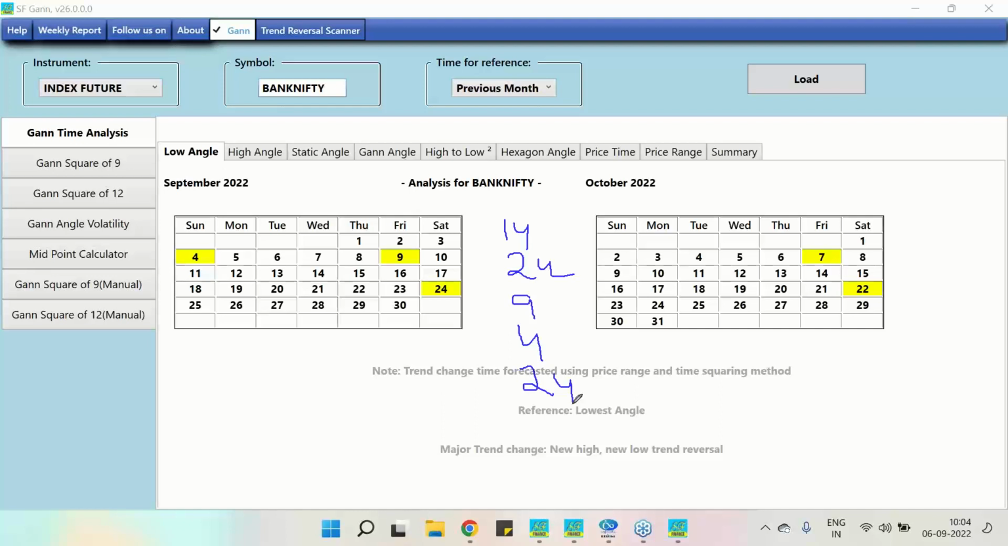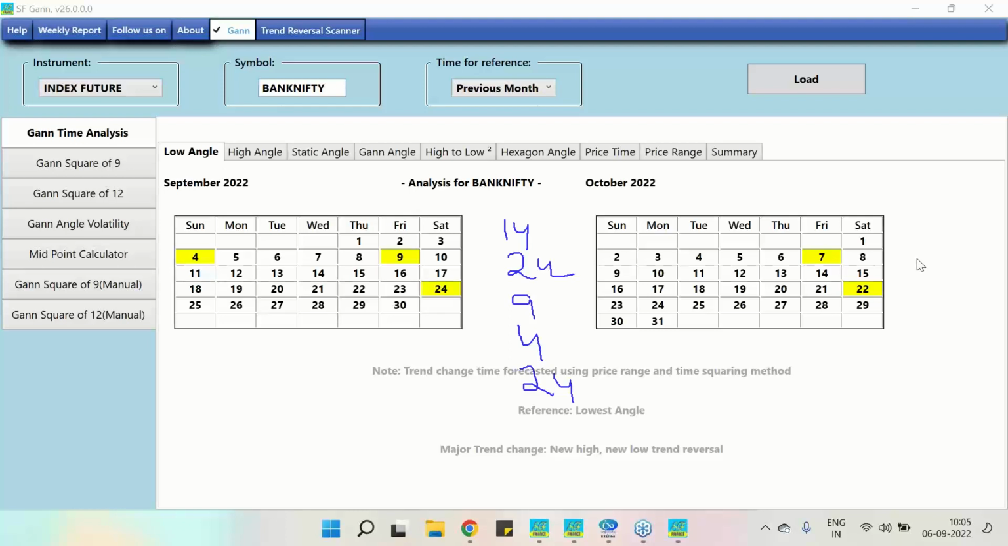Since the 4th and 24th are holidays, for the 4th the trend reversal will happen either on the 2nd or on the 5th of September. So these 2 days are already gone. Yesterday was the 5th, and you have seen a great move in Bank Nifty yesterday. Towards the end, we had a great movement in Bank Nifty.